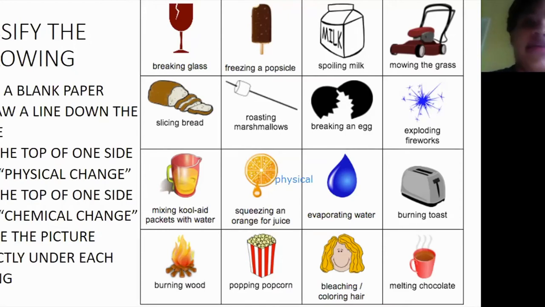Okay, can anybody tell me why? I see a lot of people saying it's a chemical change. Why is mixing Kool-Aid a chemical change? Can we get the Kool-Aid and water back to its original content? Can we make that possible? Okay, no. What about if we boil the Kool-Aid? To the orange? Okay, he said no.